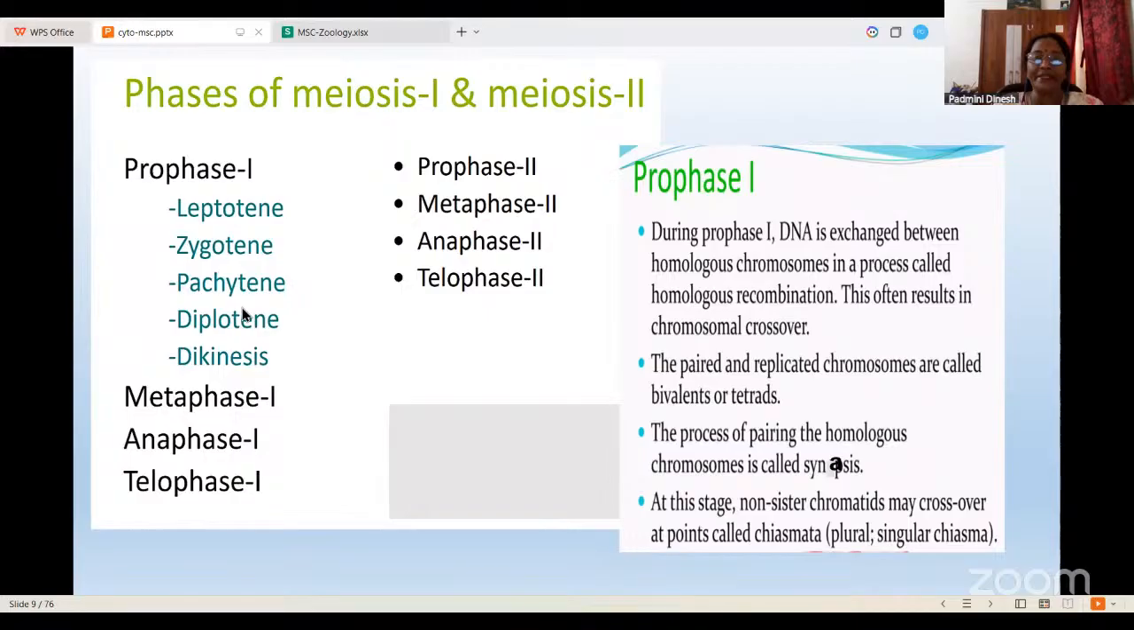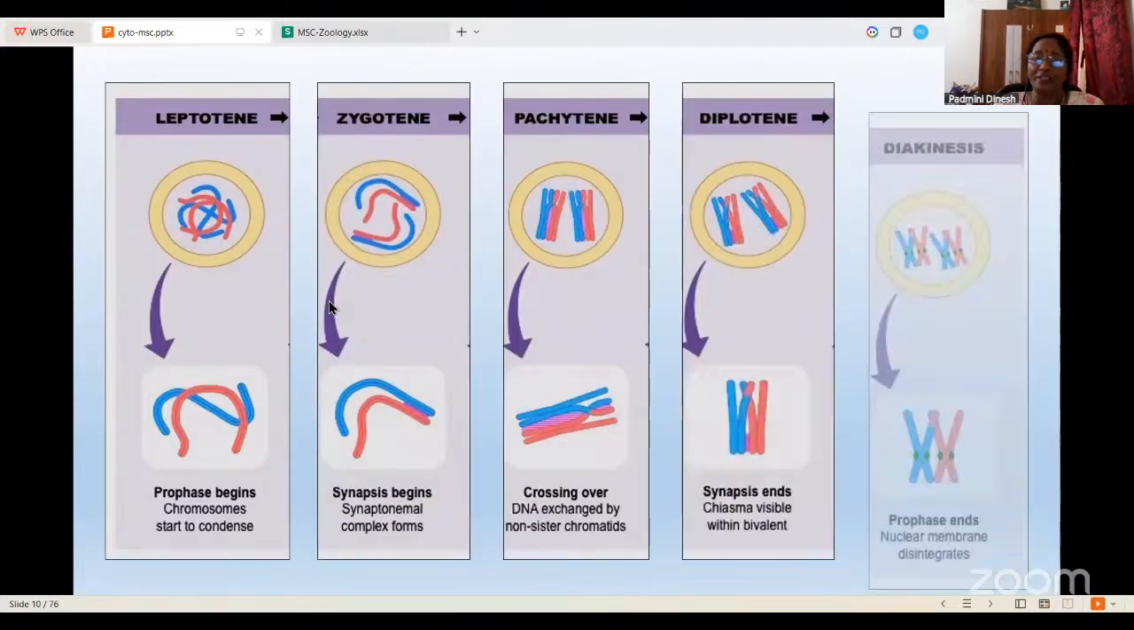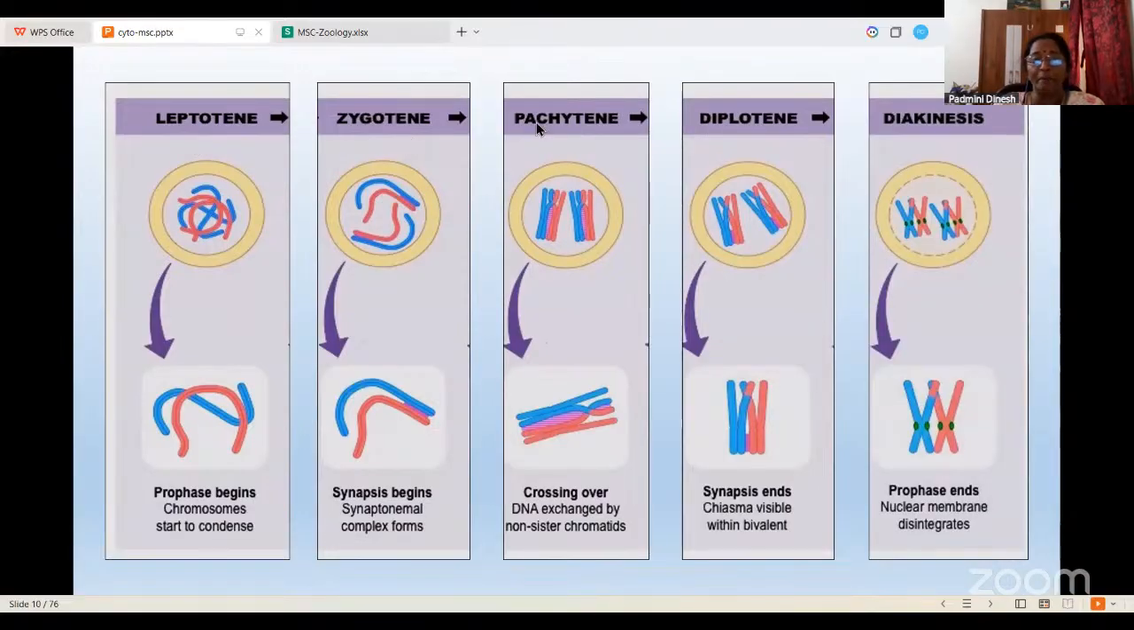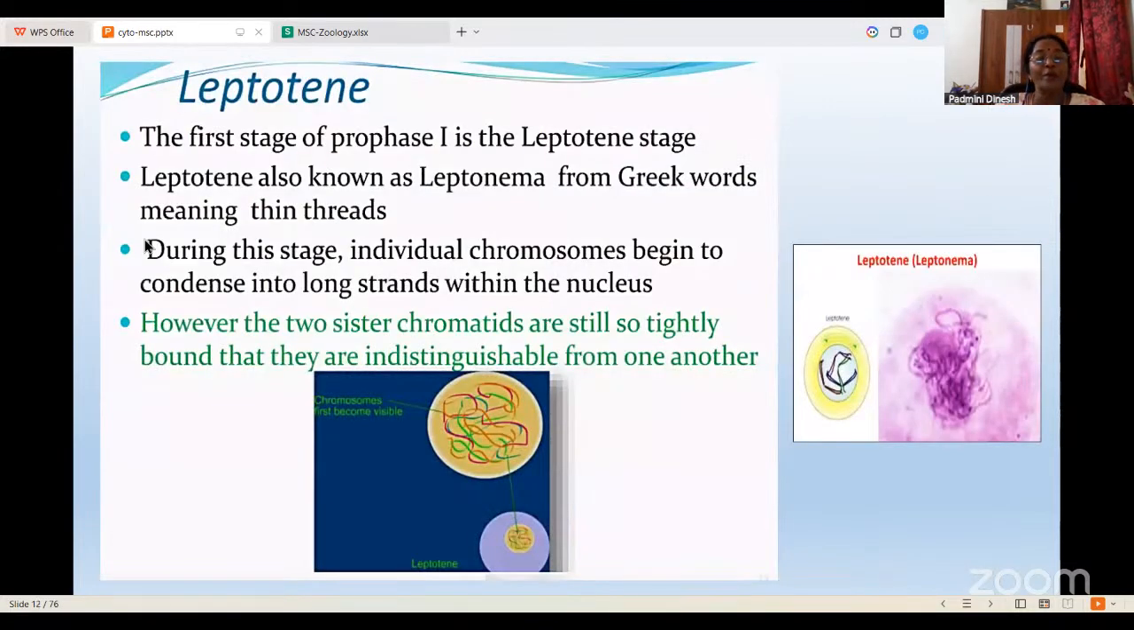So what is exactly happening in these homologous chromosomes is what we are going to talk about. Coming to the stages, as I told you, they can be divided into leptotene, zygotene, pachytene, diplotene, and diakinesis. As the picture depicts, I will show you slide by slide what is happening. In the leptotene stage, the first stage of prophase 1, lepto means thin, tene means thread. Thin thread is what you're going to call leptotene.